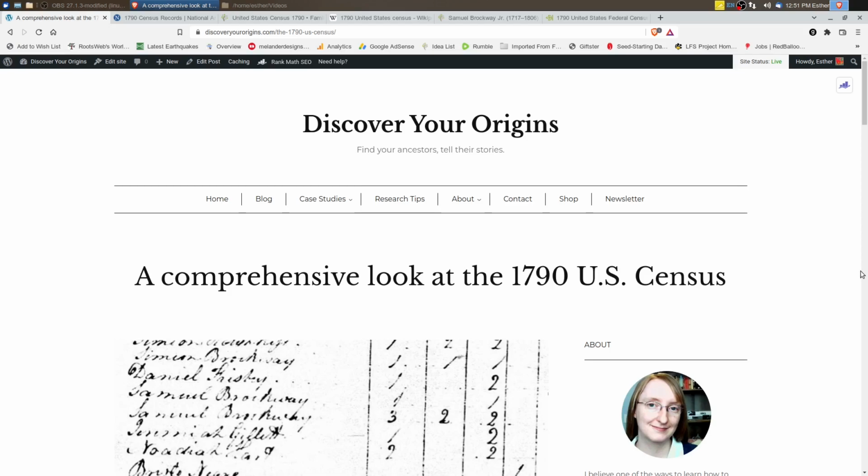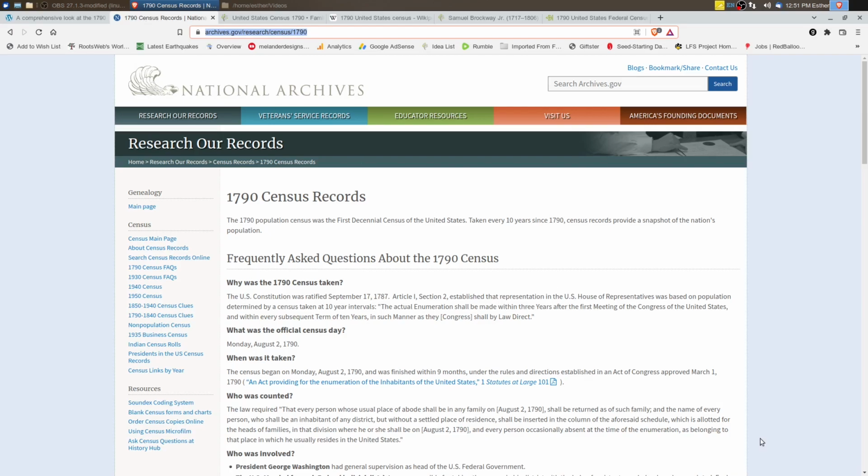So one of the first places that I go to learn about a census is the National Archives. The National Archives has pulled together frequently asked questions pages and other information about the various censuses that have been taken. The 1790 census is special because it's the first one, and it was taken 3 years after the ratification of the U.S. Constitution. Every census that is taken in the United States is important because it helps to establish the representation in the U.S. House of Representatives. And so that's reconfigured every 10 years based on the count of the population.